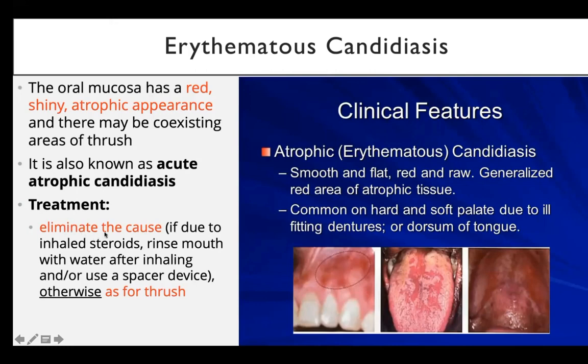How to treat them? Eliminate the cause. If due to inhaled steroids, avoid steroids for some time. Rinse the mouth with water and chlorhexidine mouthwash after inhaling, and use a spacer device. You know what a spacer device is? For asthma patients. Otherwise, treat as for thrush. And if this is not the cause, then whatever you use for oral thrush, fluconazole, ketoconazole, amphotericin B, you can also give in this condition.